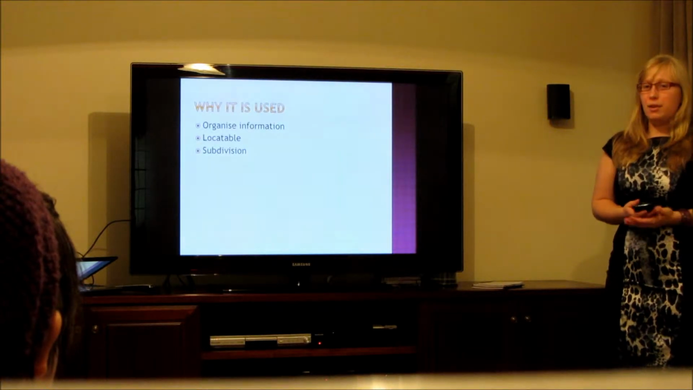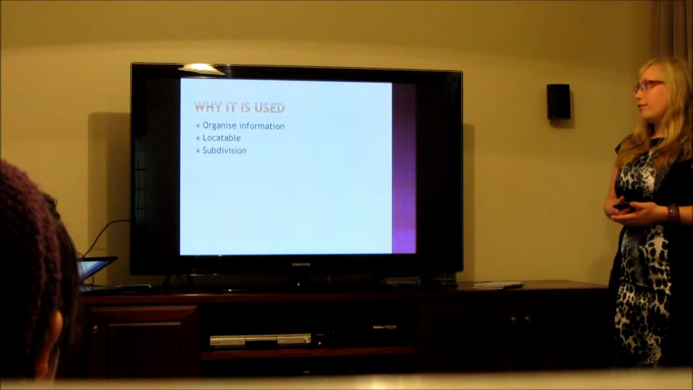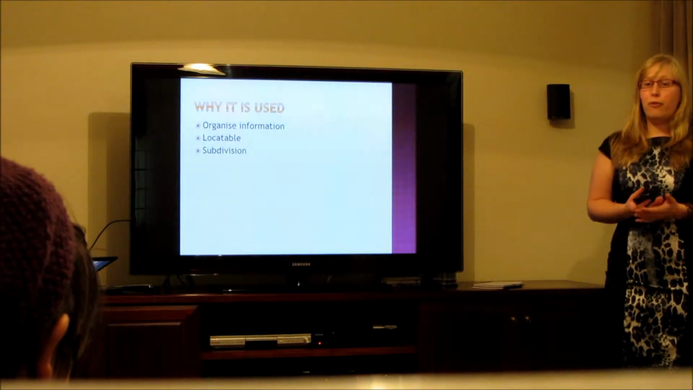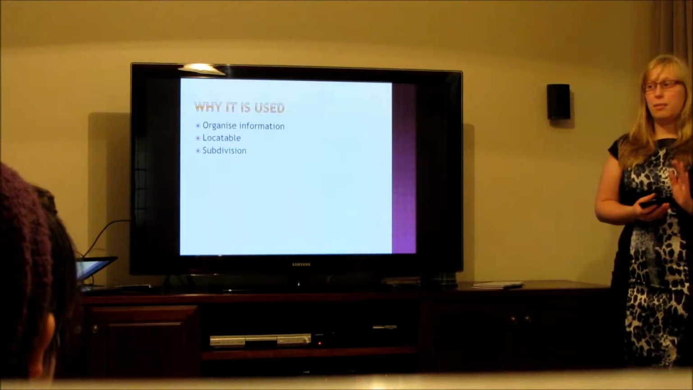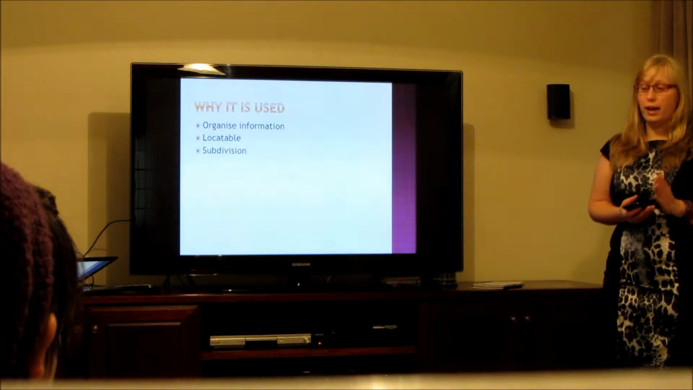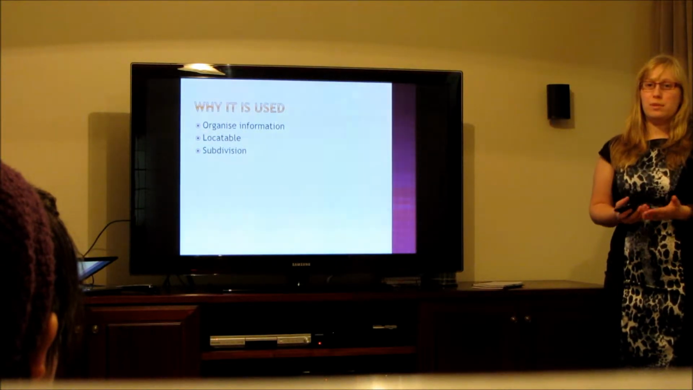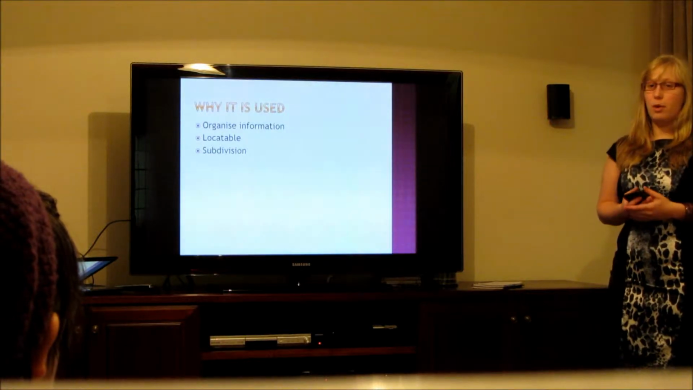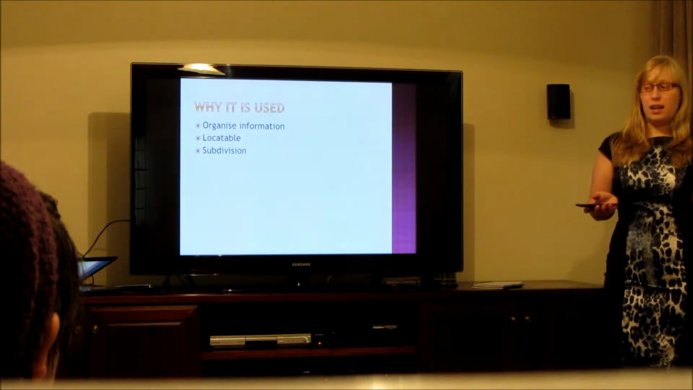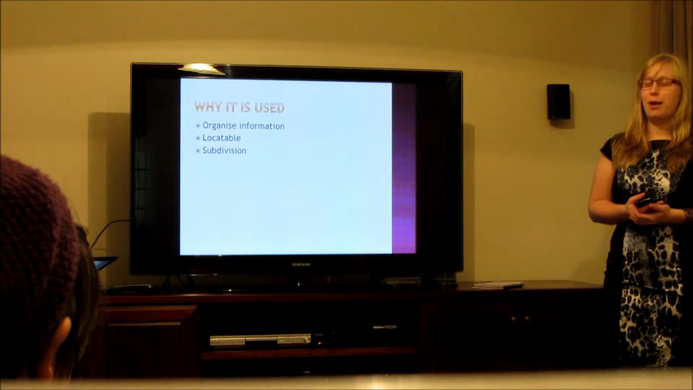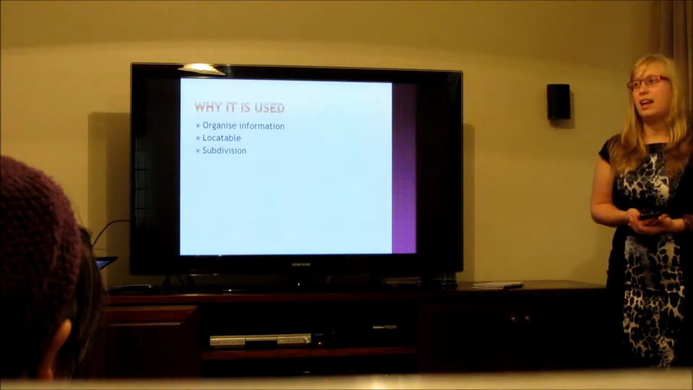Why it is used, as I had mentioned before, it is a way of organising our information. Before this system came into place, information in the library was scattered everywhere. You could only find subject headings under the specific shelf. If it was moved, it was moved. Half the time, most of the information was scattered everywhere. People came into the library and weren't able to find what they needed.